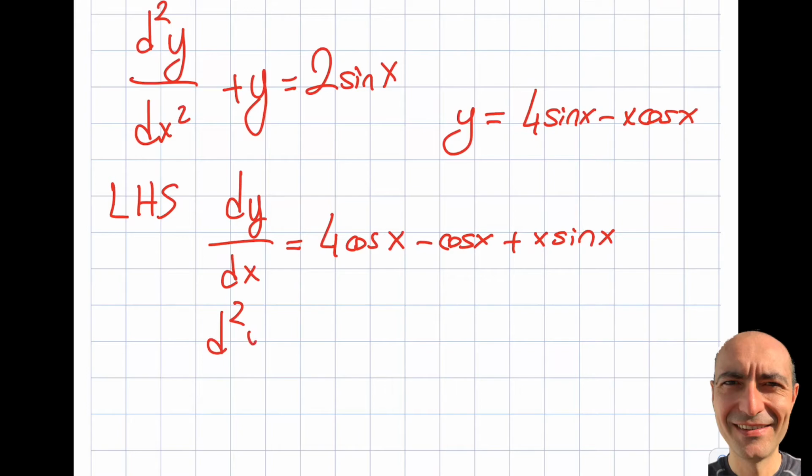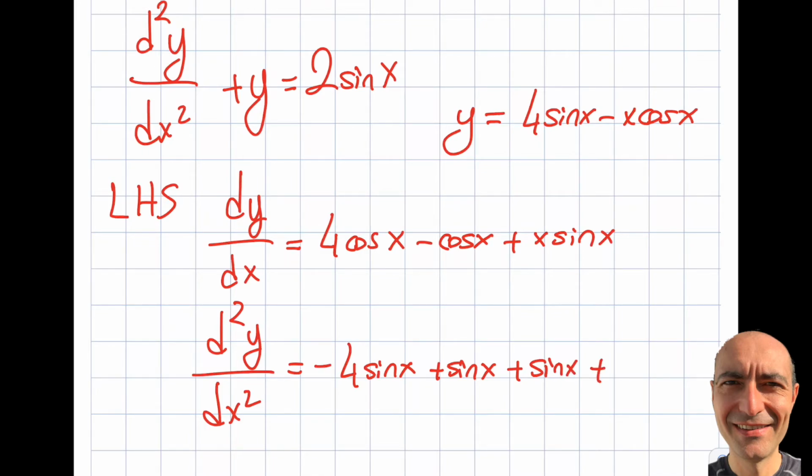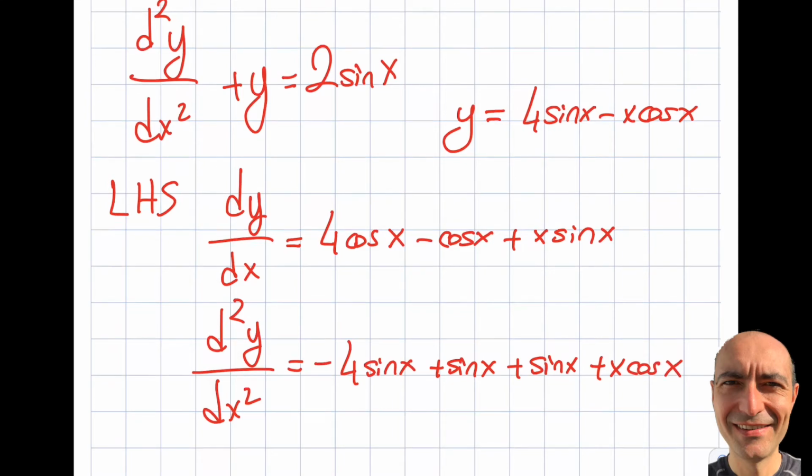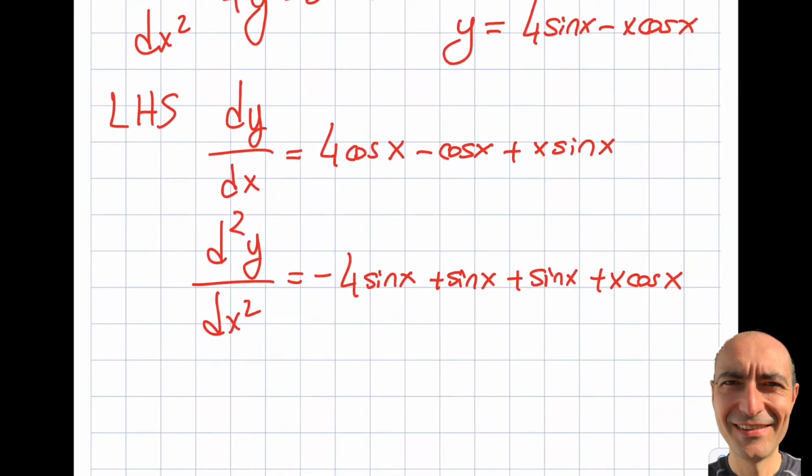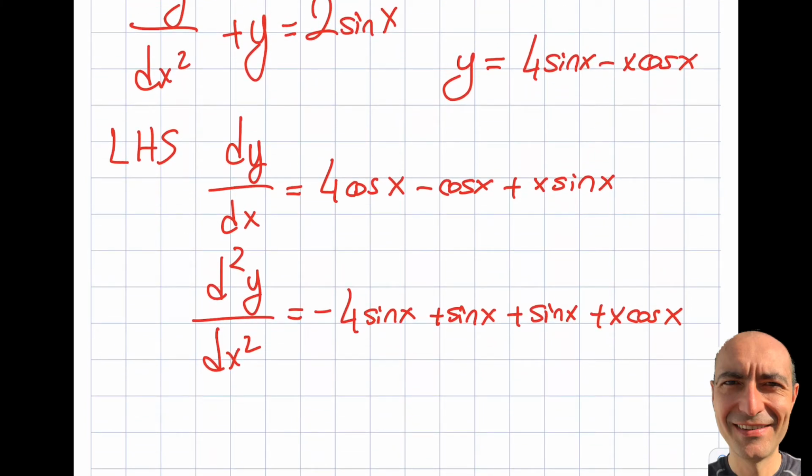So let's look one more time. Let's take one more derivative of that. 4 cosine x becomes minus 4 sine x. Cosine x minus minus becomes plus sine x. And the last term is going to be sine x for the first one. The second one is going to be plus x times the derivative of cosine of x. So this is the first term, the term I mean is this term, but I need to also add y to it.